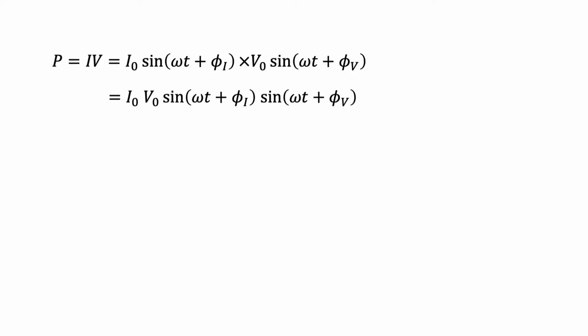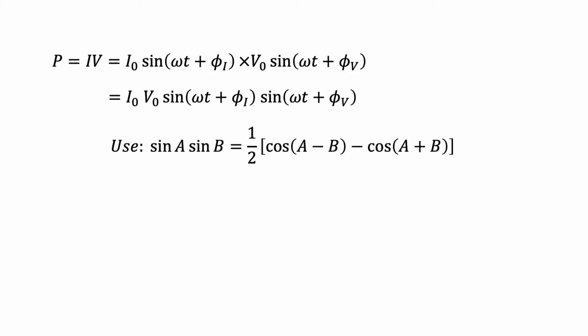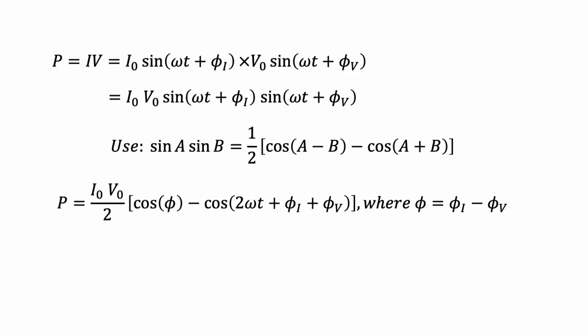We then use the trigonometric relation shown and define phi as the difference between phi I and phi V. We then obtain a new equation as shown. This power is not possible to measure with a simple multimeter.